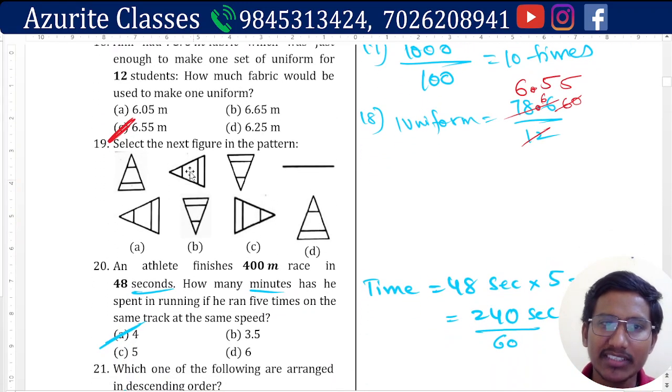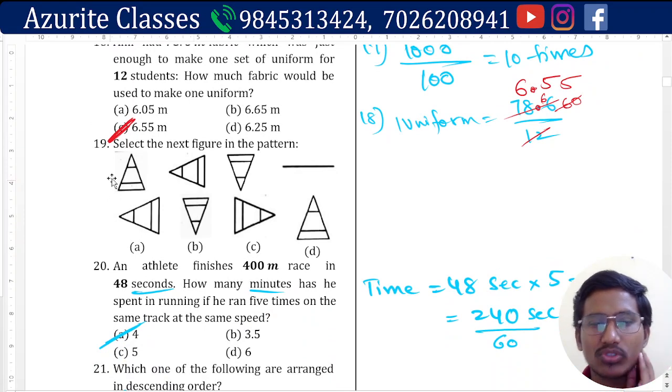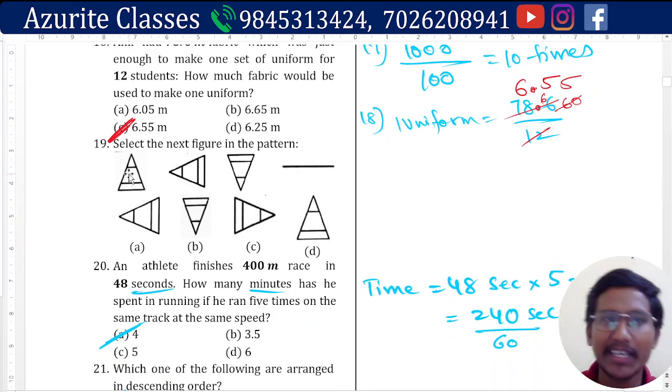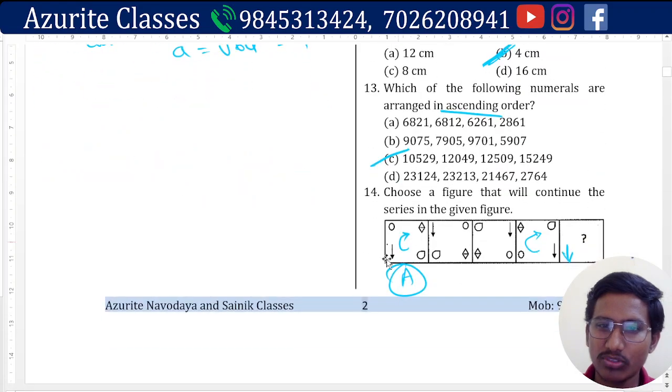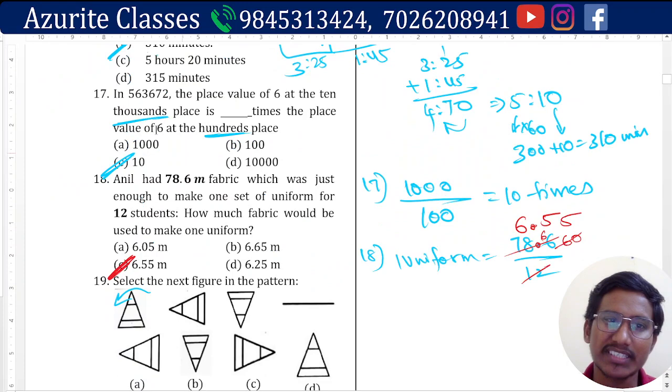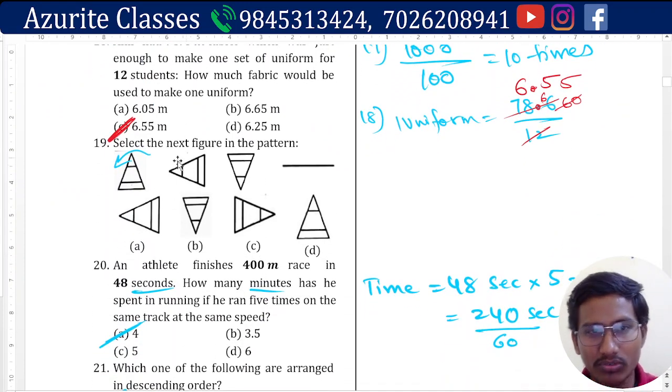Okay. 19th, select the next figure in the pattern. So what is happening? This is rotating anti-clockwise, right? Sorry, it is anti-clockwise, right? And here I told anti-clockwise, right? Actually it is clockwise. Okay, so 14th is clockwise. Okay, make the changes. So 19th, this is anti-clockwise. If you move, that is left side and then down, then right side will point.